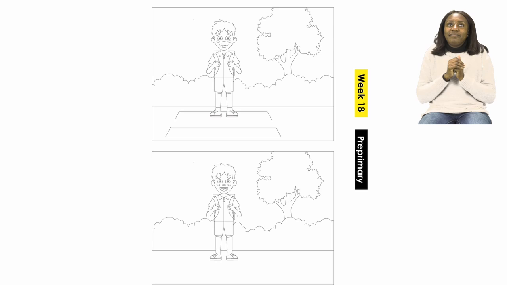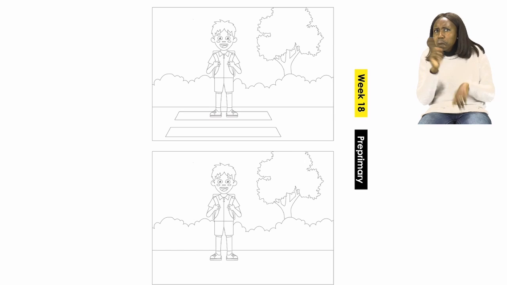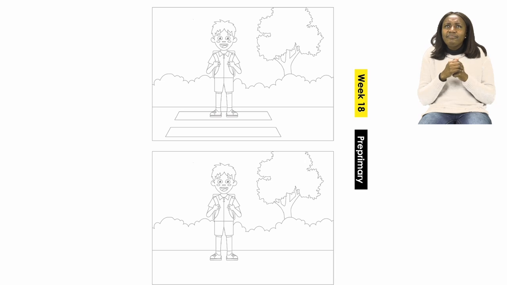On page 21, you will see two pictures. Can you see a difference between these two pictures? Let's quickly look at the picture and identify certain things or items in this picture. Do you see a tree in the picture? Oh, of course you do. There is a tree in the picture.